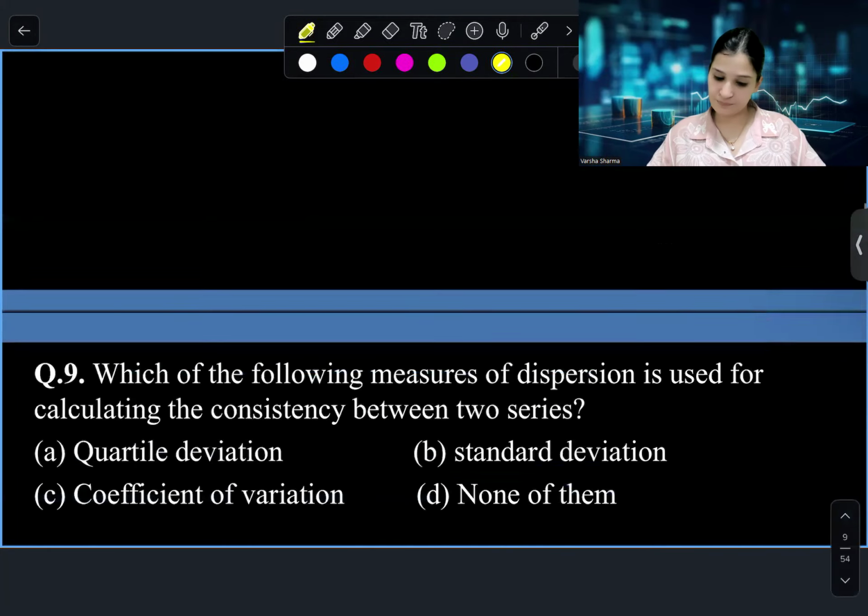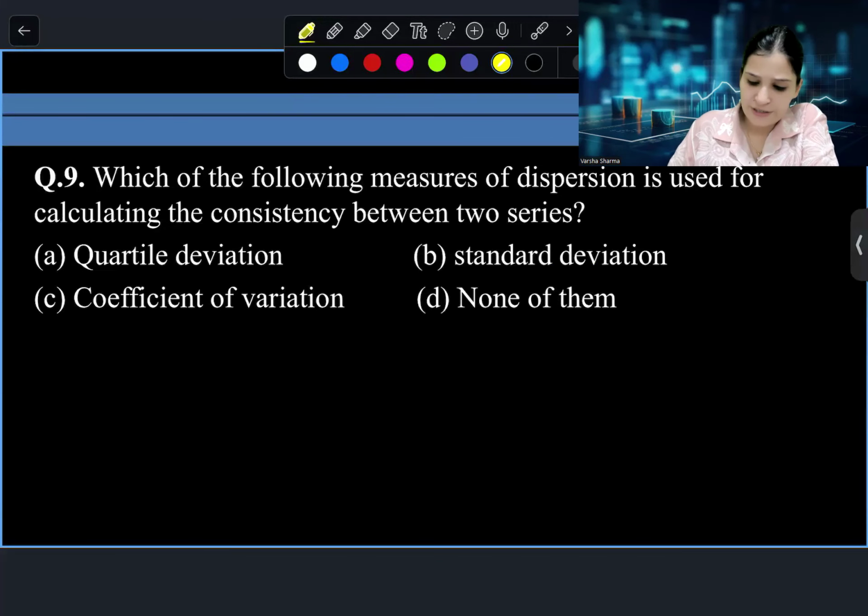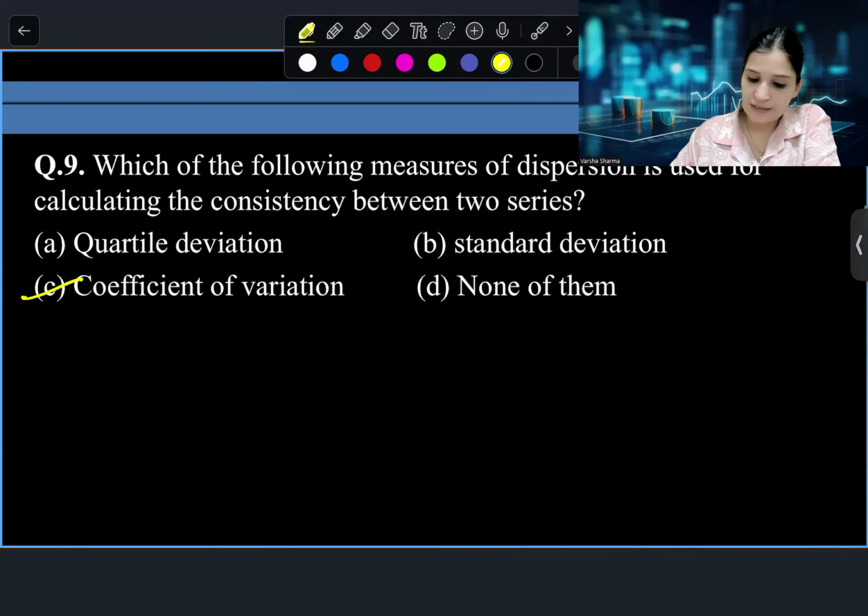Next, 9. Which of the following measures of dispersion is used for calculating consistency? What do we use for calculating the consistency? Coefficient of variation. CV is used to calculate the consistency.